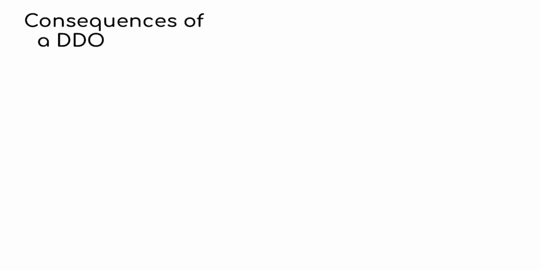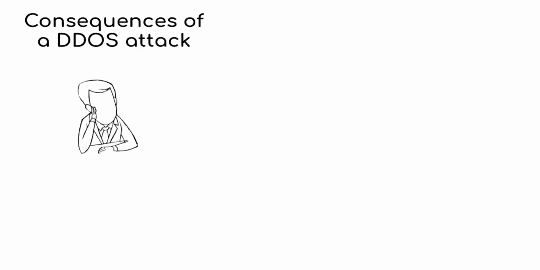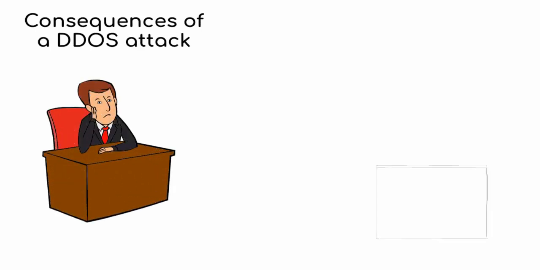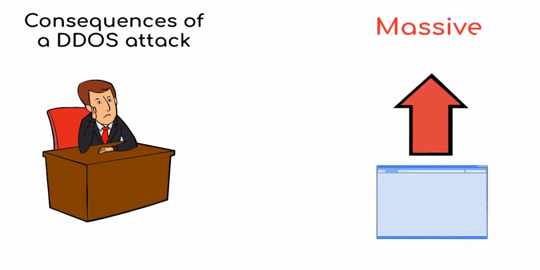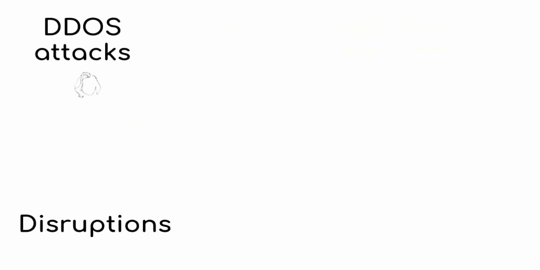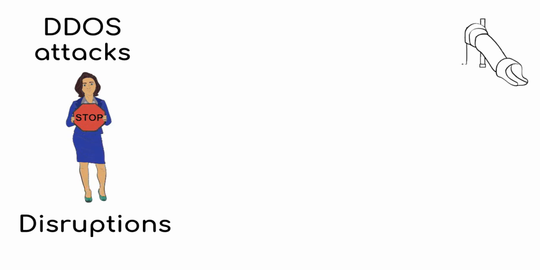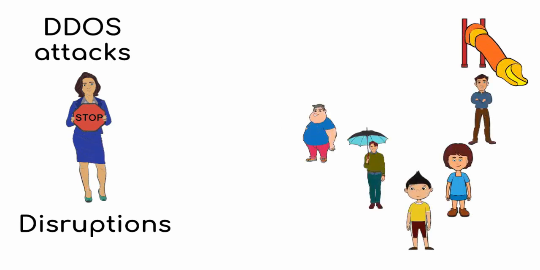The consequences of a DDoS attack can create so many problems. Simply, people who want to visit the website or use the online service can't do it because of the massive demand. The disruptions caused by DDoS attacks result in the users being unable to access the website, much like trying to get on a popular ride at an amusement park when there is an impossibly long line.